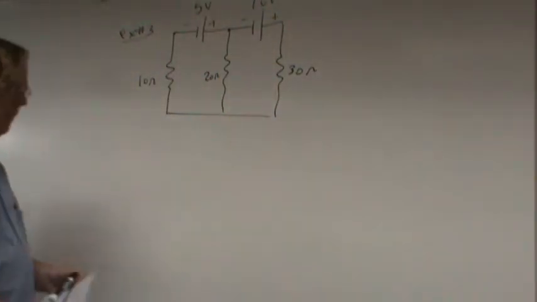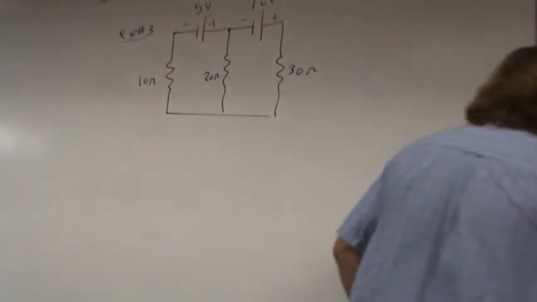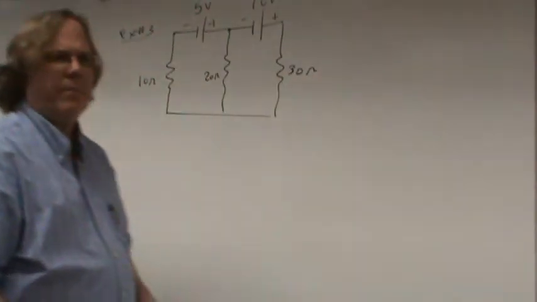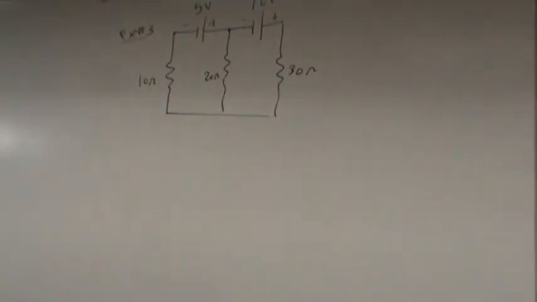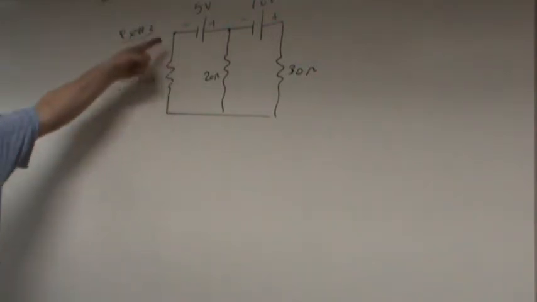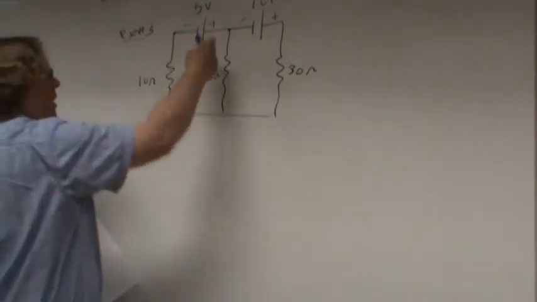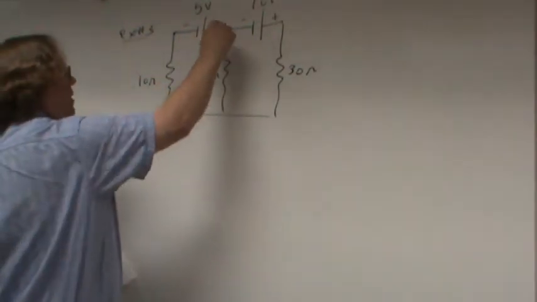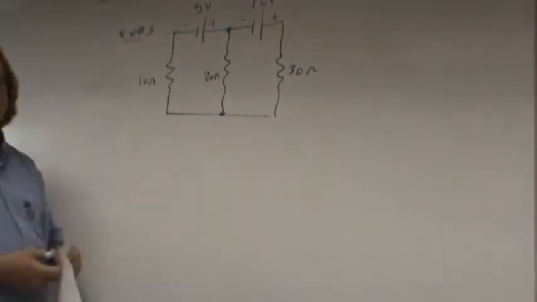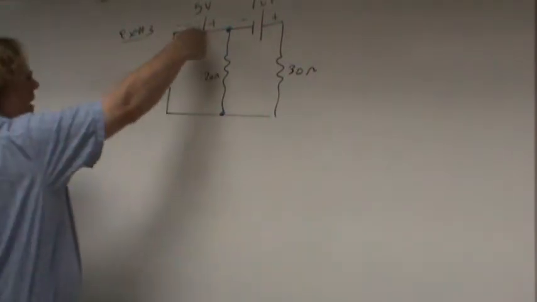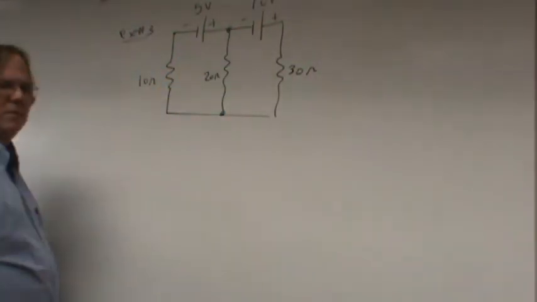Step one, define the direction of currents. Let's vote. You ready? The current going through this resistor, because there's three currents for me to deal with, right? Because I've got two junctions. I've got this junction and that junction. So I've got three currents, that current, and that current.